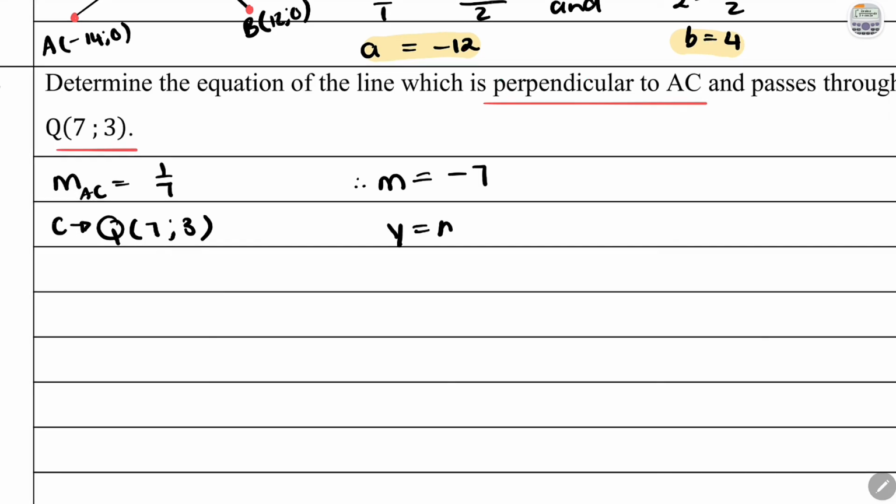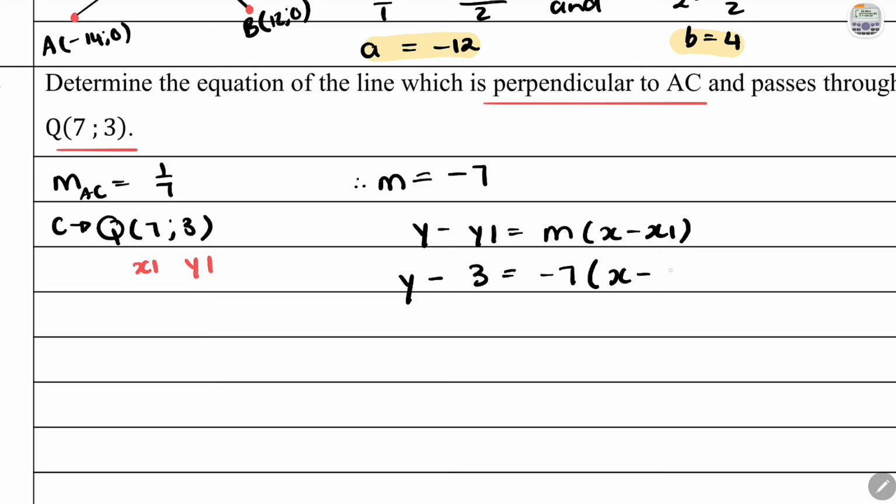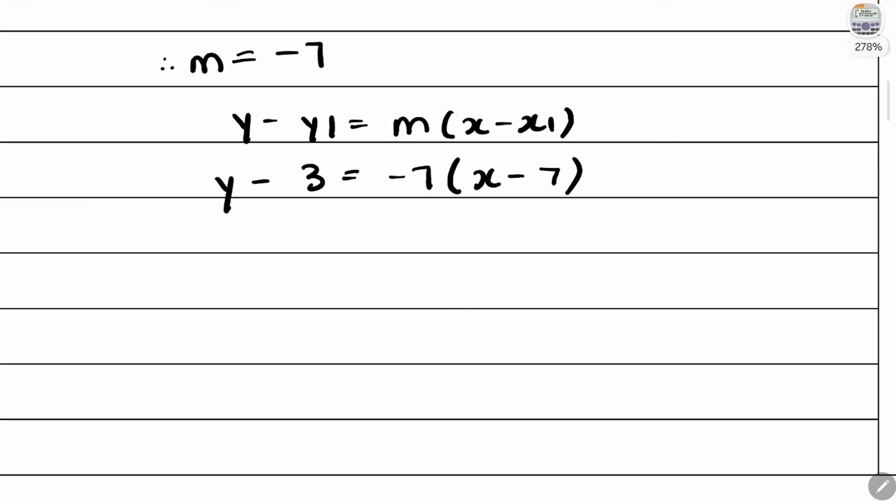So we can either use y equals mx plus c to find this, or y minus y1 equals the gradient times x minus x1. Okay, so y minus, now x1 and y1, that's x1, that's y1, since it lies on this particular line, which is perpendicular to AC, and we're saying y minus 3 equals, and we have -7 times x, and the x value is 7. Okay, so just distribute.